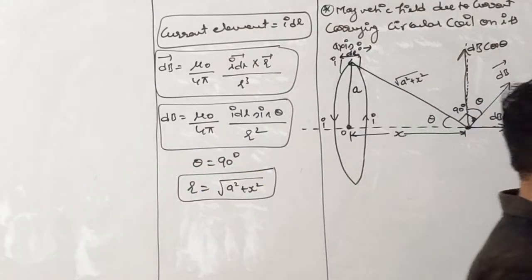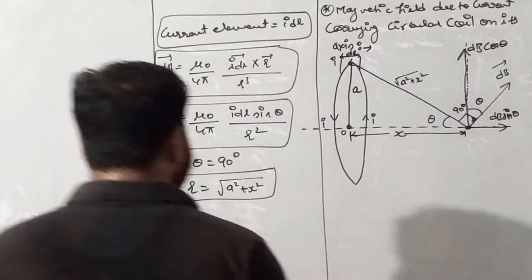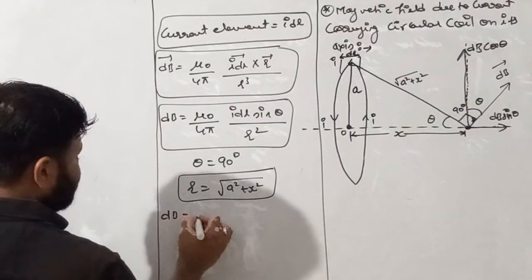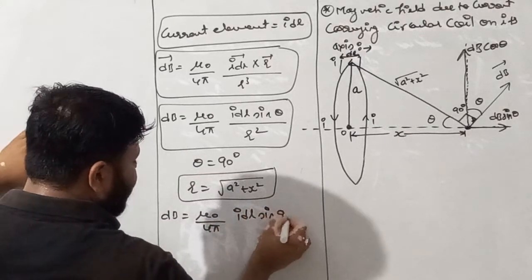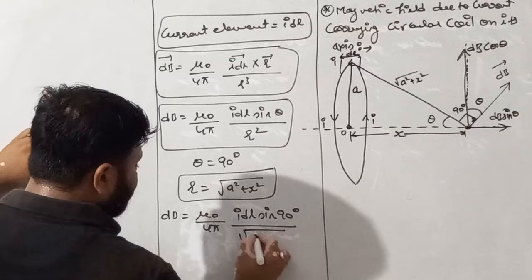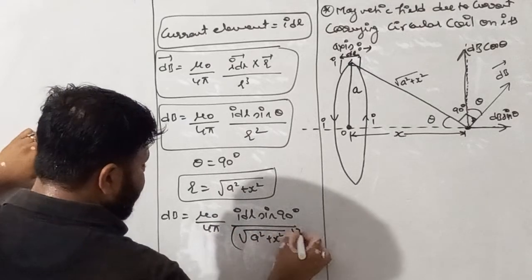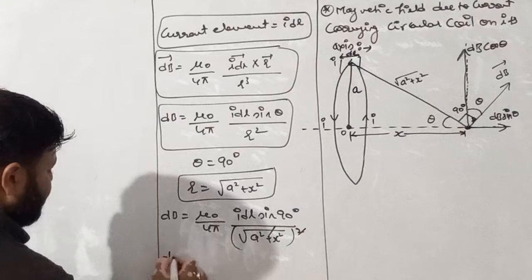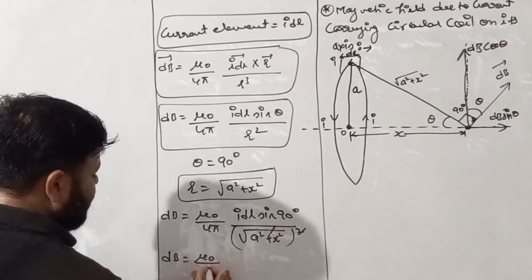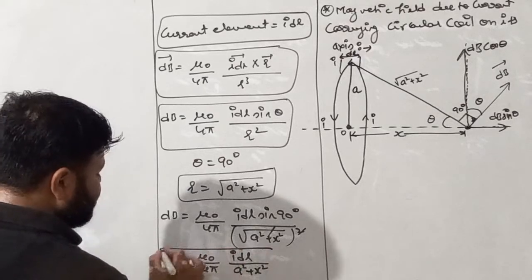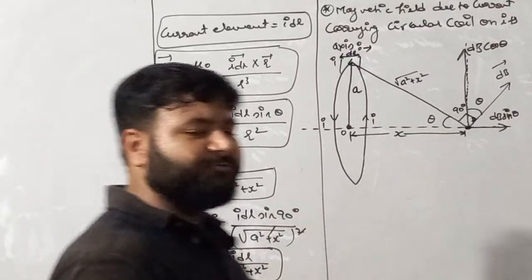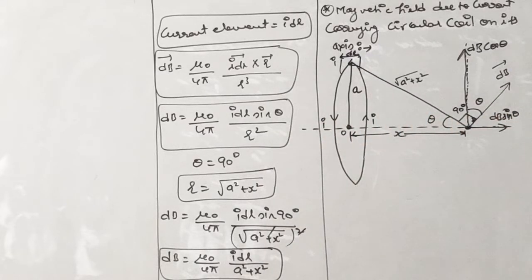Now see, my dear students, here we will put the value of r. So dB becomes equal to mu naught upon 4 pi, I dl sin 90 over under root a squared plus x squared, whole squared. The square and square root get cancelled, so dB becomes equal to mu naught upon 4 pi, I dl sin 90, which is 1, over a squared plus x squared. This is the magnitude of the magnetic field at point P, which is present on the axis of the circular arc, or we can say circular loop.